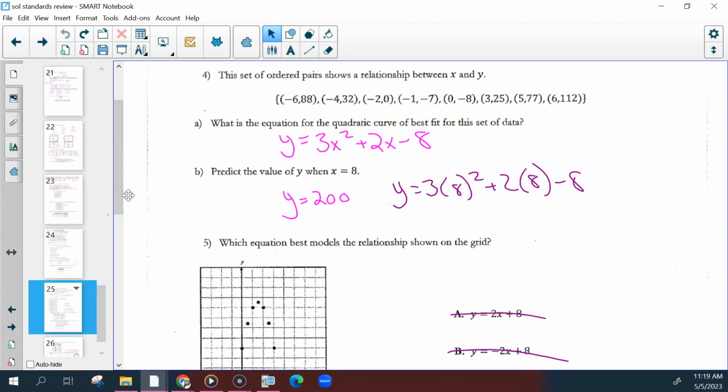Here are your answers for 4. So after you put in your ordered pairs, it says curve of best fit, so quadratic. And then you could put in when x is 8 and get 200.